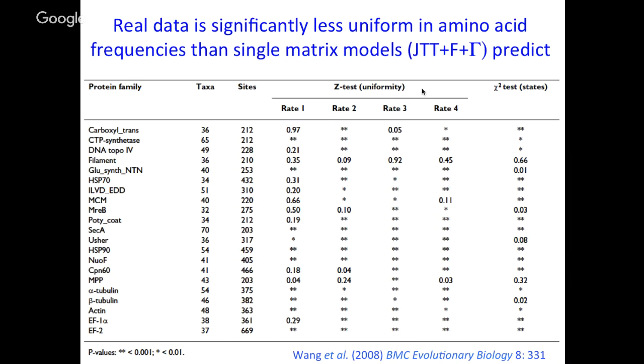But the key here is that we're comparing the simulation prediction to the real data and then asking, are they significantly different? And what you can find is for every protein, given these different tests, you can at least find several columns which are significantly different with a p-value of less than 0.001. So real data does deviate from simulated data under single matrix models. It's significantly less uniform, and you tend to see fewer states at sites in real data than you would predict under a single matrix model.